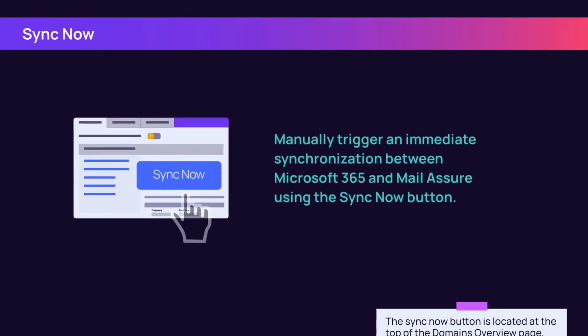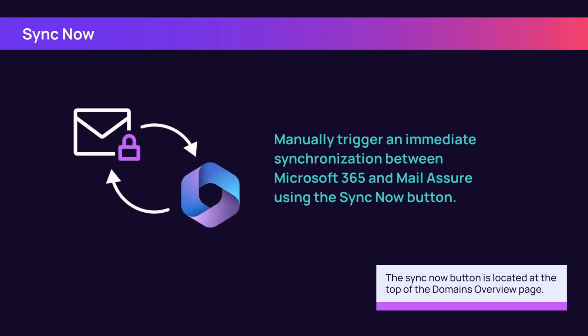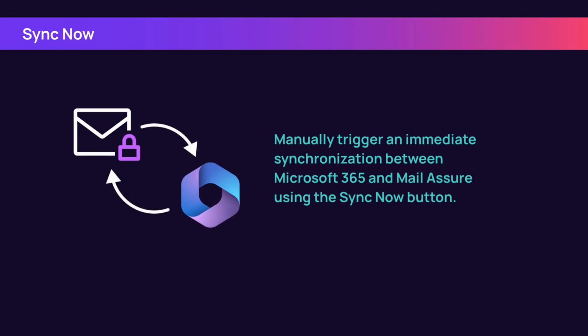Manually trigger an immediate synchronization between the Microsoft 365 environment and MailAssure using the Sync Now button. This action ensures that any recent changes, such as newly added mailboxes, updated domains, or modified aliases, are reflected in MailAssure without waiting for the next scheduled sync.